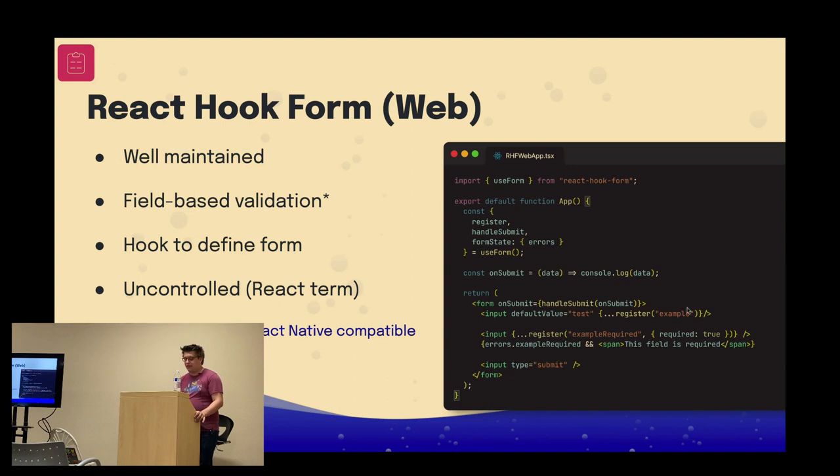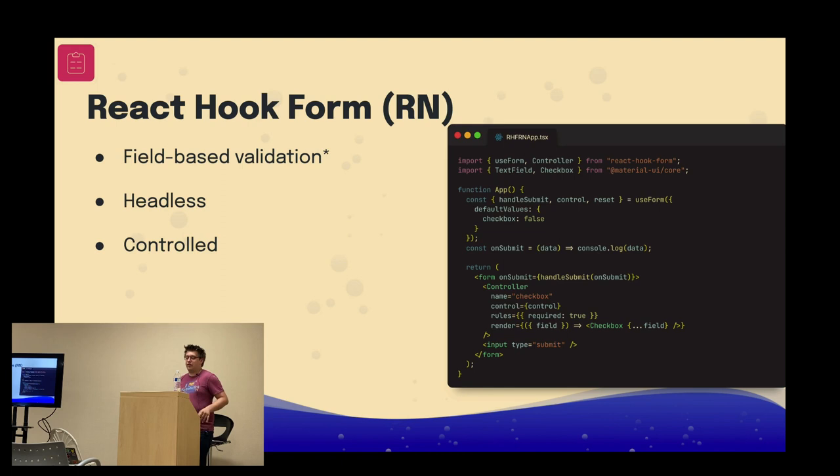On top of that, this API does not work with React Native. It only works with React for the web because it relies on the DOM to store values. So instead, there's a separate API entirely if you need to use a UI library or if you need to use React Native. So you have your controller, which has a render function. You can still have field-based validation, and so on and so forth, right?